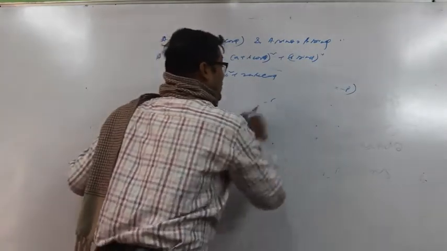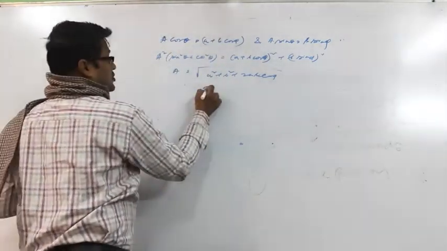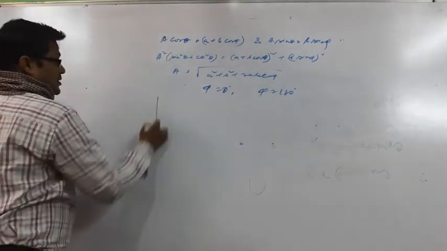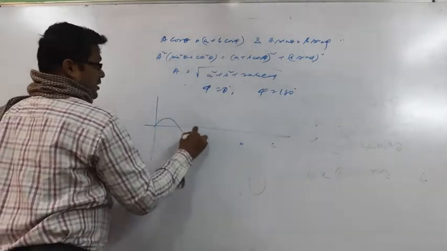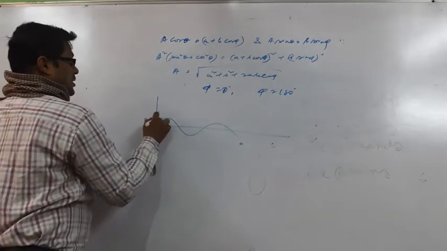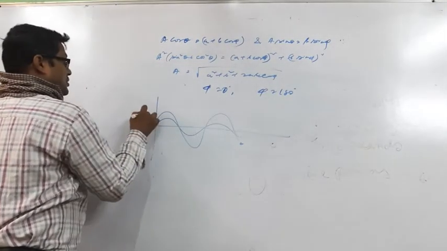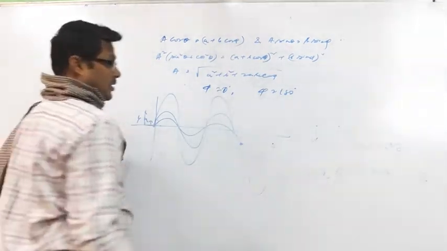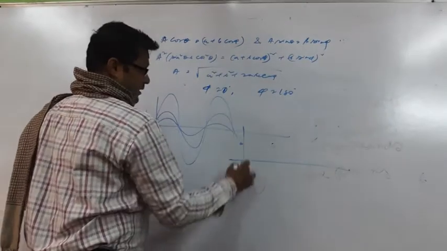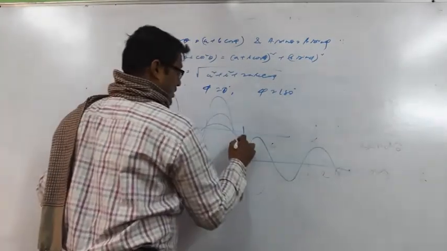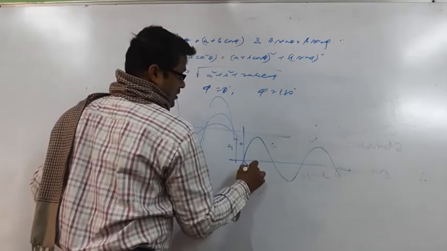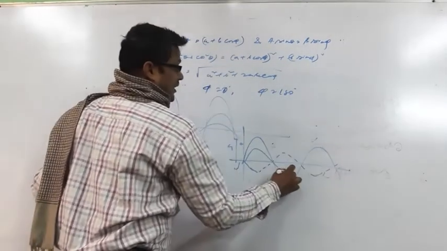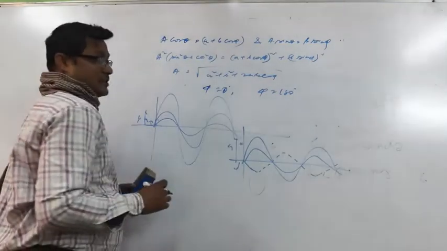Now we can put the value of phi equal to 0 degrees, the same phase case. For the same case, this is for a amplitude and this is for b amplitude, and then the resultant is a plus b like this. And for the reverse case, this is a and this is b, opposite. Then the resultant will be like this, a minus b.